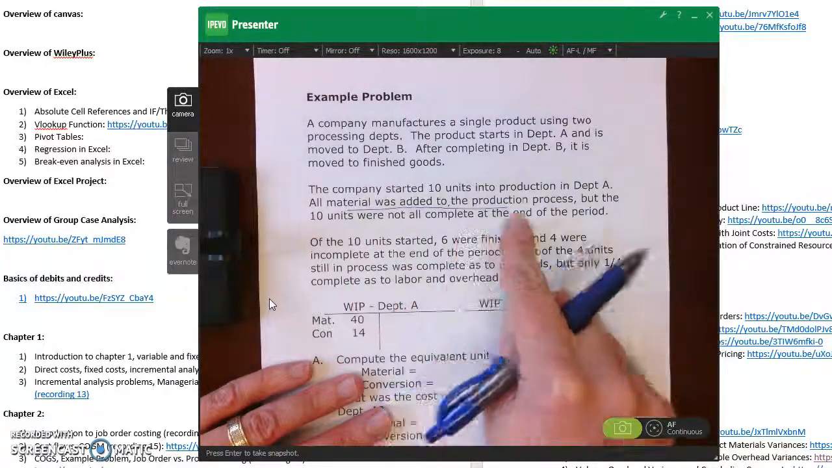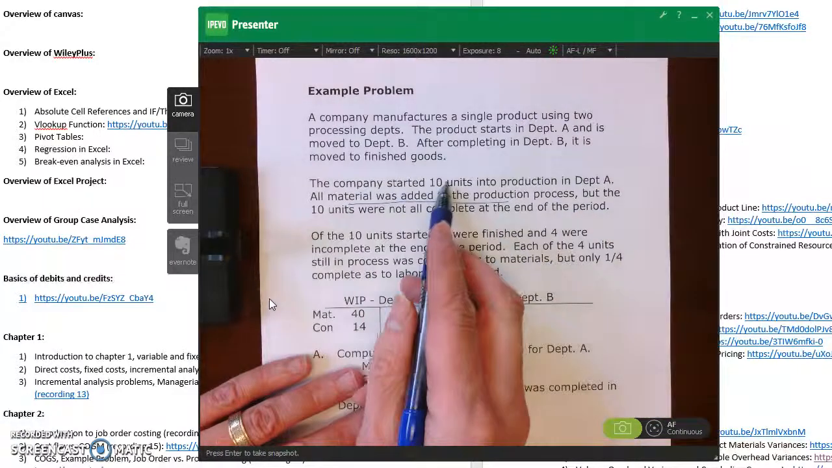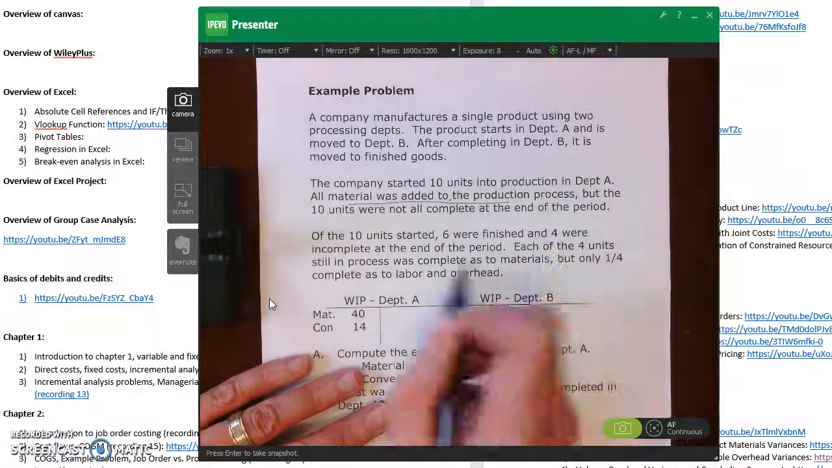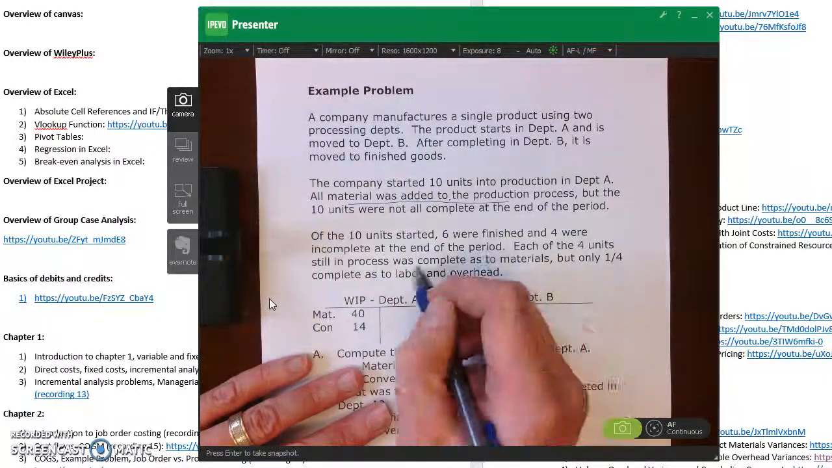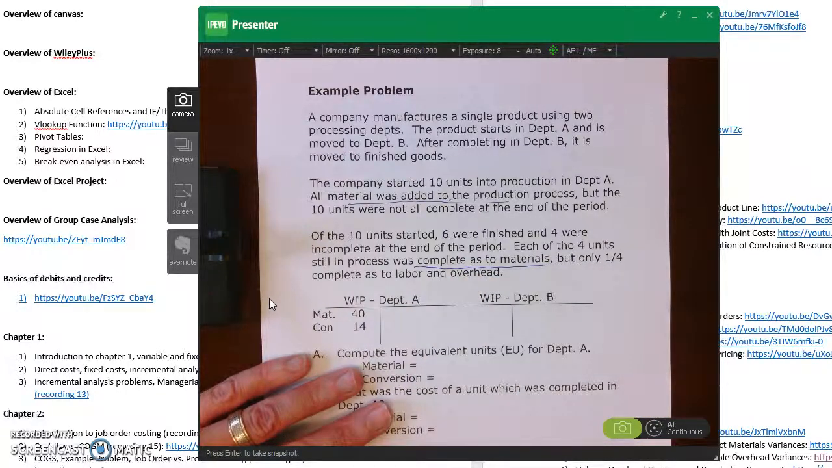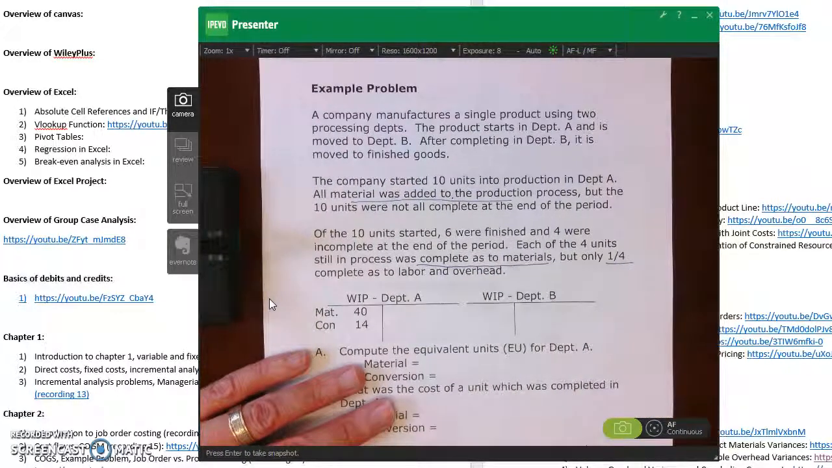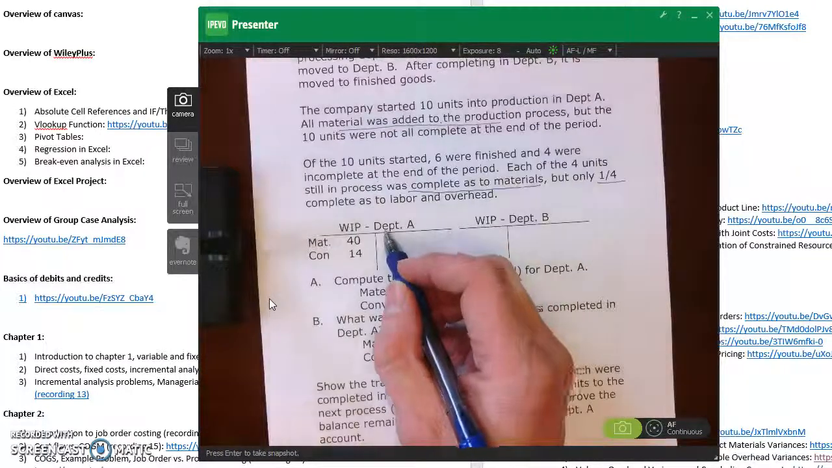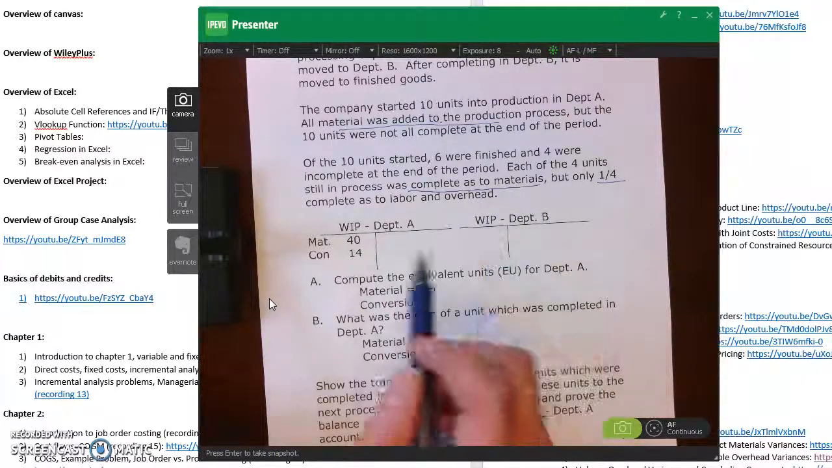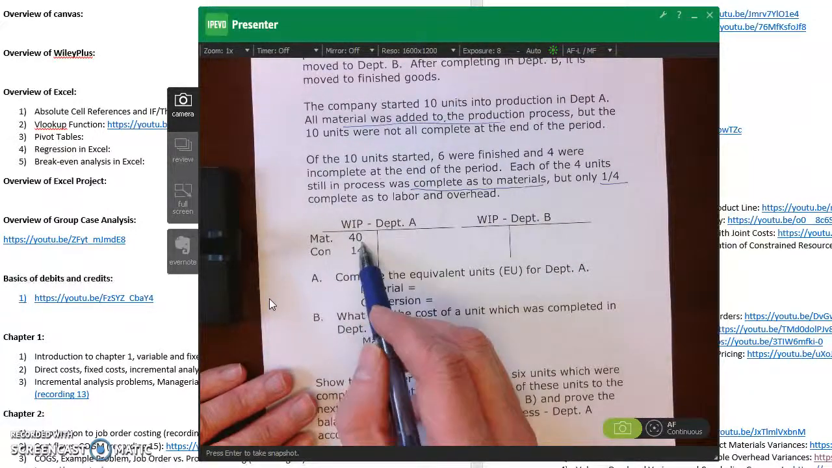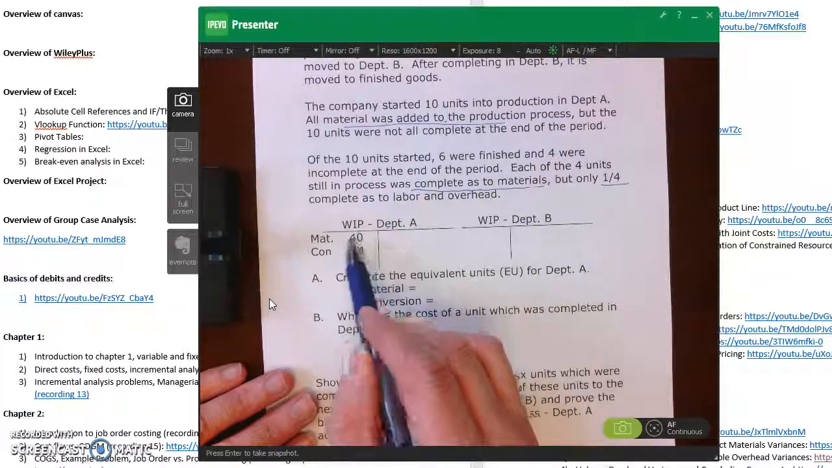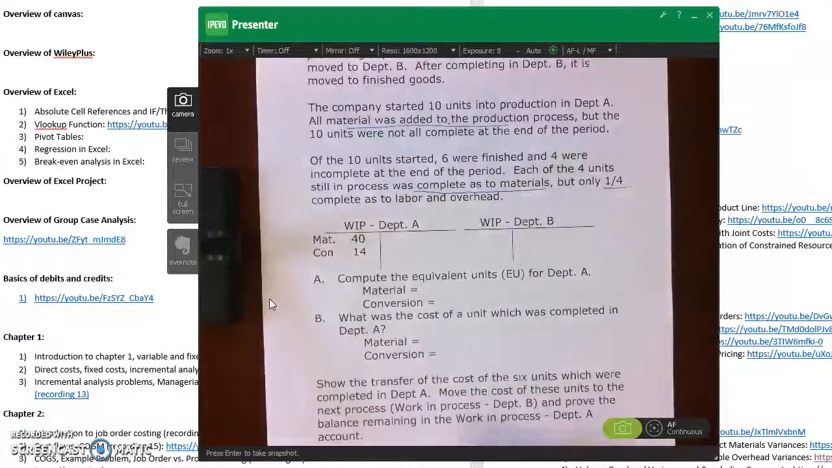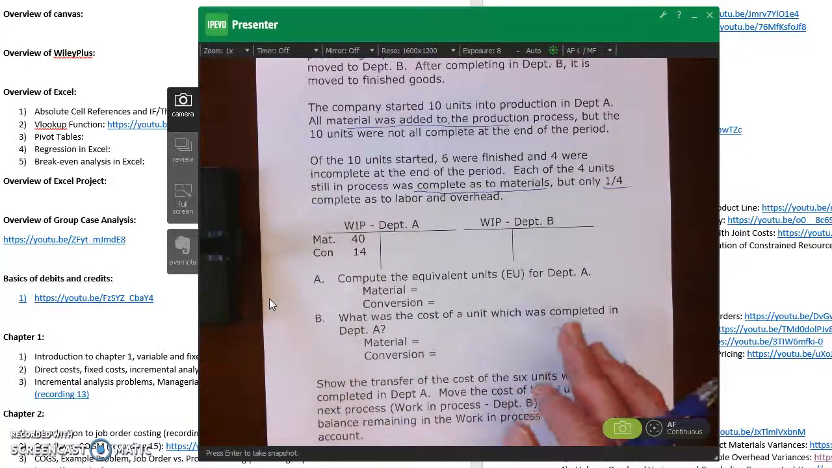This is telling you it's 100% complete with respect to materials. But the 10 units were not all complete at the end of the period. Of the 10 that we started, 6 were 100% complete. They were done. 4 were incomplete. Each of the 4 was 100% complete with respect to materials, but only 25% complete with respect to conversion. Okay? Then we have our WIP Department A and our WIP Department B in terms of our T accounts. Here are our total materials costs and total conversion costs.